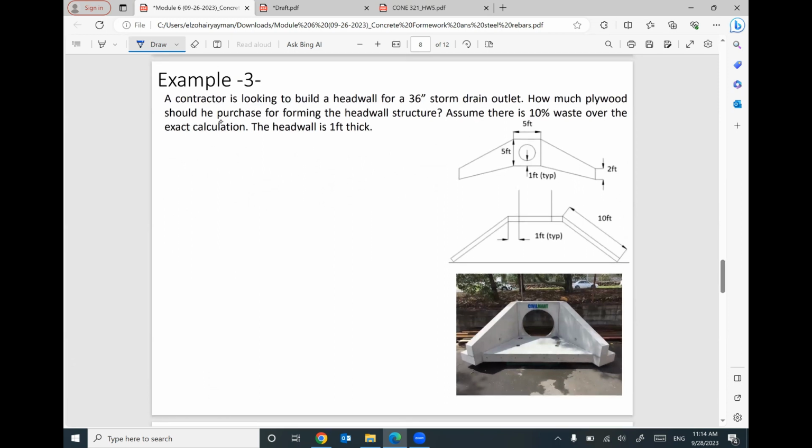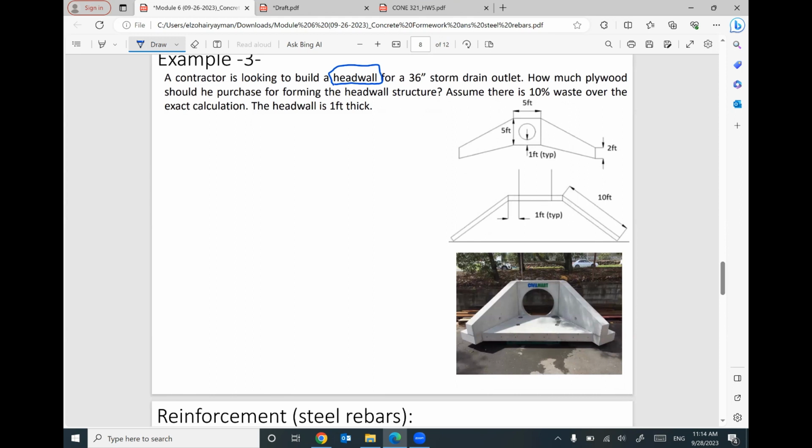There is another example. We have something called a head wall. It's very important to understand what is the meaning of head wall. At the entrance or exit of a storm sewer pipeline, we can find this structure which is called a head wall.